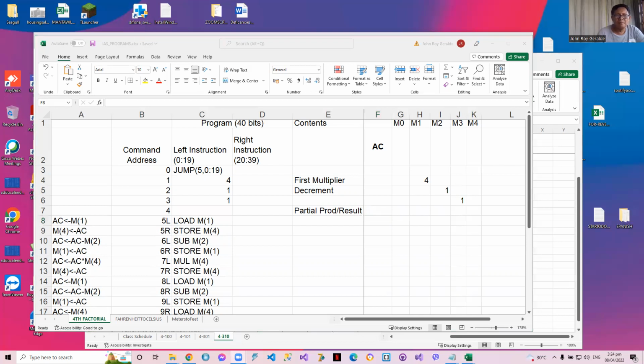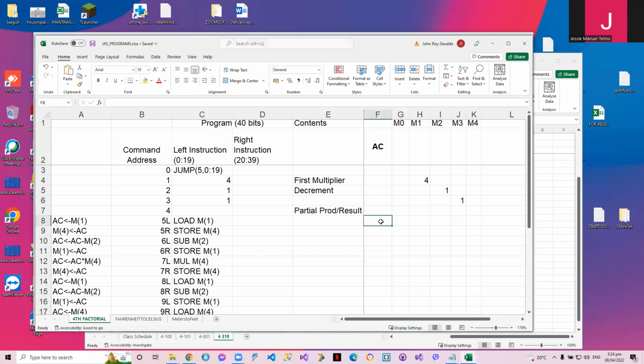Shall we ask? Carl Luis Campos. Jesse Manuel Telmo. Okay lang kung mali. Sige lang. Under 4, sir. 4. That's correct, right? Because M1 here is 4 and AC receives M1. That's correct.